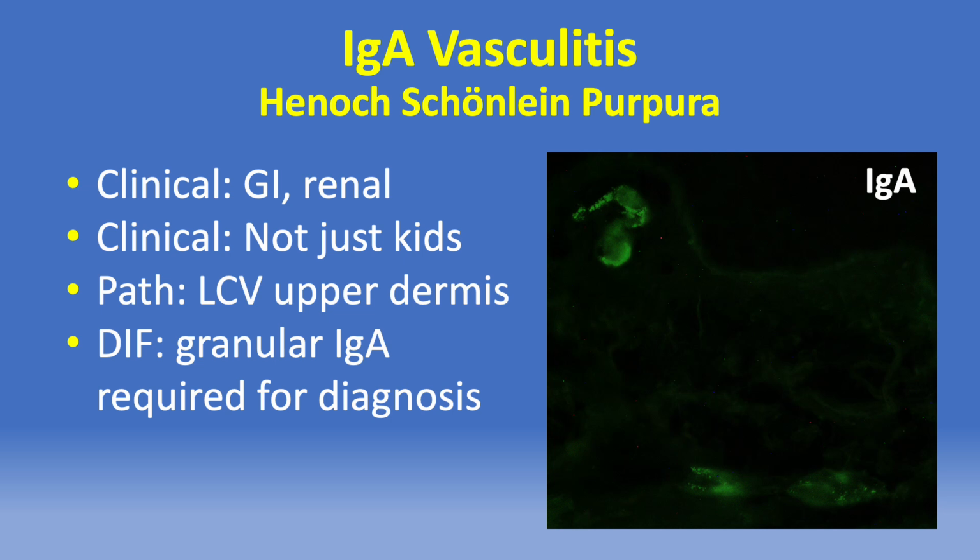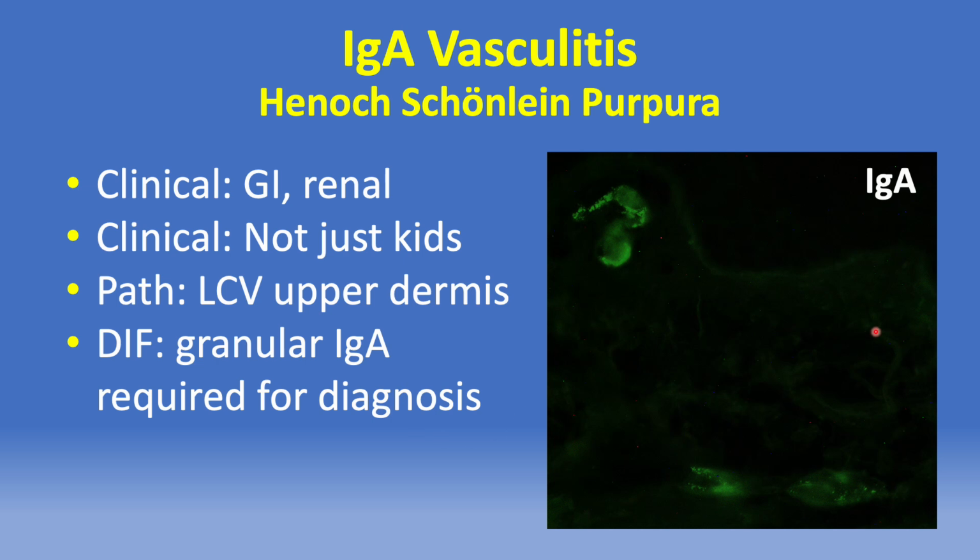IgA vasculitis, historically known as Henoch-Schönlein purpura, HSP, is one of the most commonly encountered forms of vasculitis, at least in my practice. So HSP is the original historical designation for vasculitis presenting with GI symptoms and evidence of renal involvement. And although historically a pediatric disorder, it's well recognized that it occurs in adults as well. And direct immunofluorescence is expected to show granular deposition of IgA in the superficial vessels.